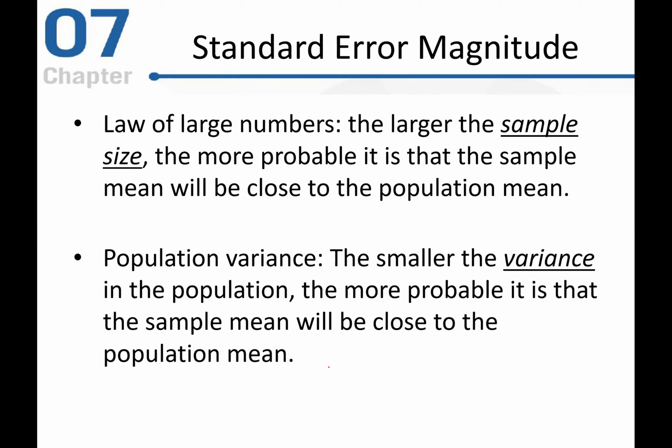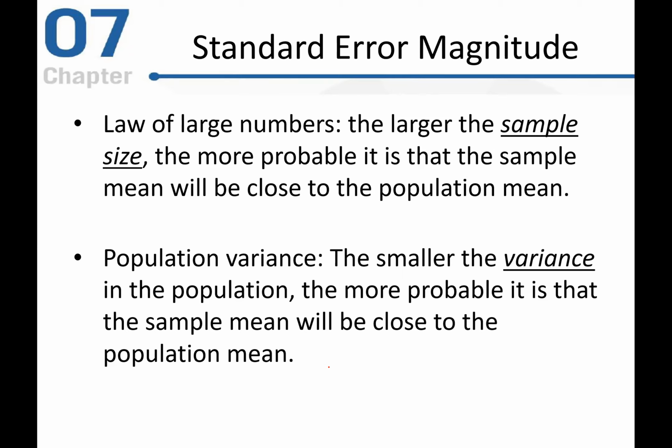So, standard error magnitude, right? We have something called the law of large numbers, which I've touched on already: the larger the sample size, the more probable it is that the sample mean will be close to the population mean. I discussed that with the Bethune-Cookman students example, when we had a sample size of 5, and then another sample size of 2,500, right? The larger the sample, the closer the sample mean is going to be to the population mean.